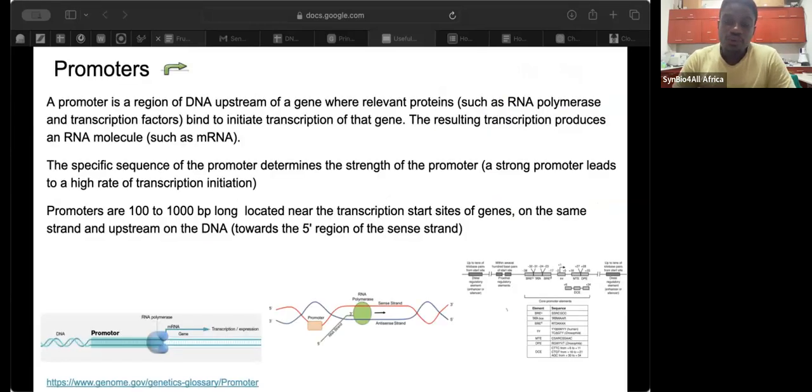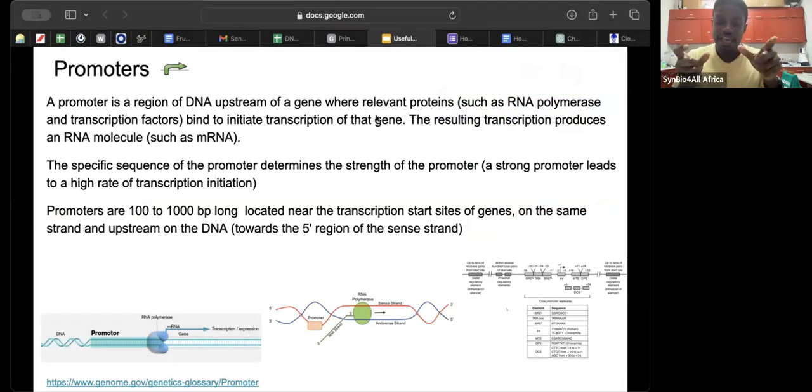All right. So a promoter is basically like a switch, right? Like a switch that sort of controls whatever you want to do, right? So in genetic terms, the promoter is a region of a gene where a relevant protein binds to a transcription unit to transcribe that gene, right?